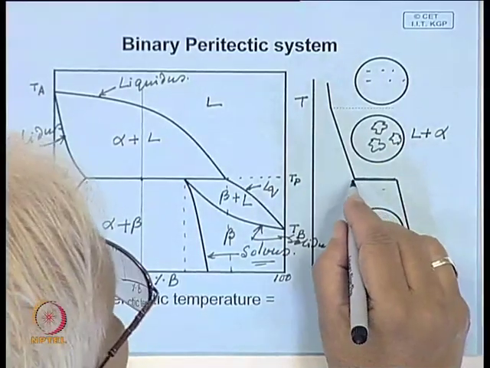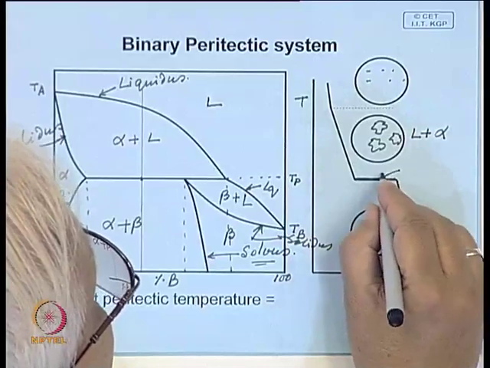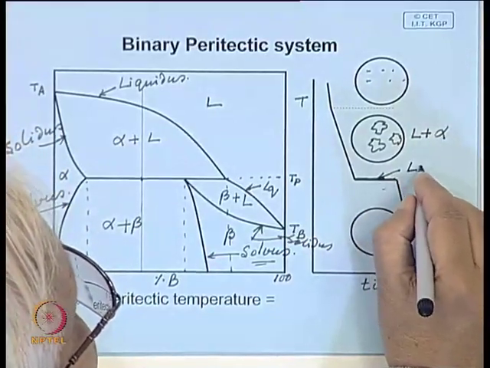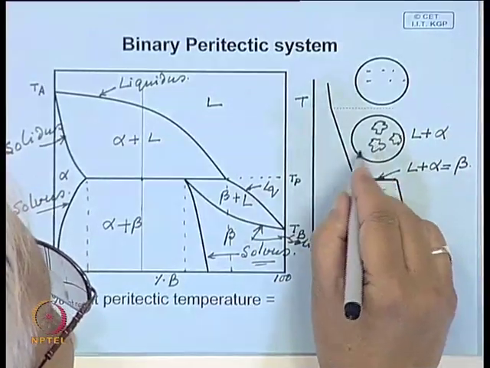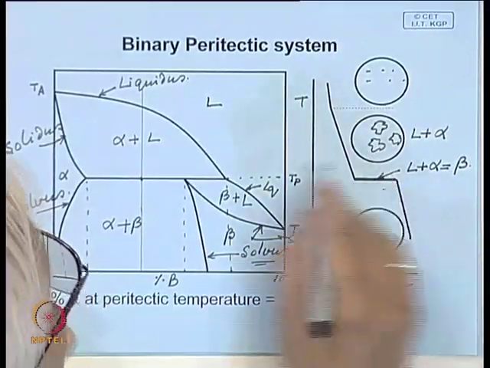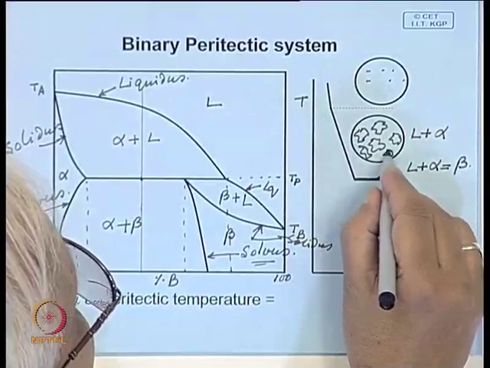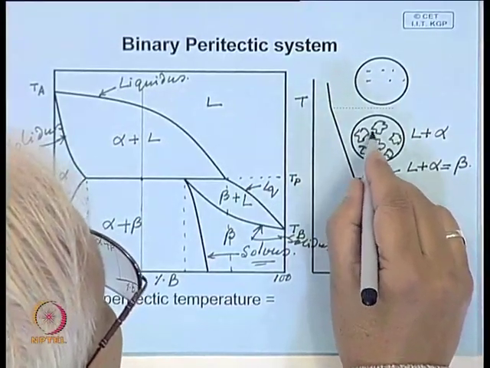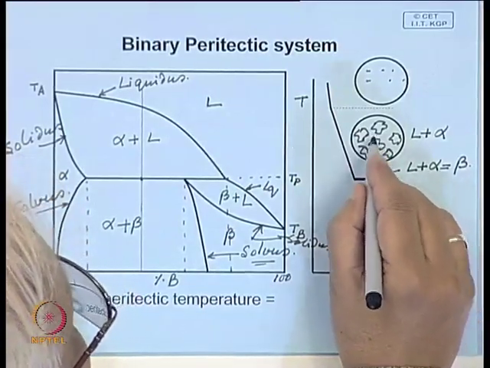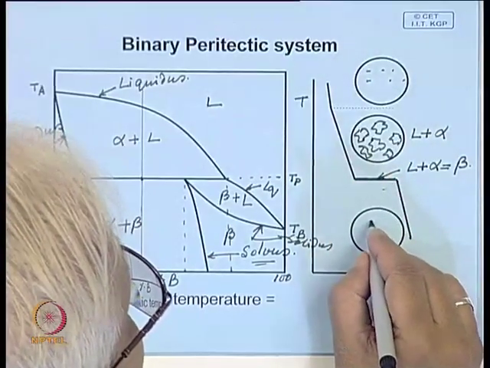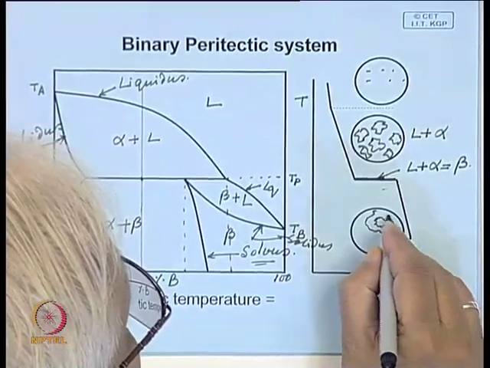Now, here what will happen is that you will have this reaction taking place, liquid plus alpha, and it will give rise to beta. So, that means beta will start forming here. So, you have this alpha, and part of it will react with the liquid and form beta. So, that means this alpha area will become smaller, and the rest will be beta.